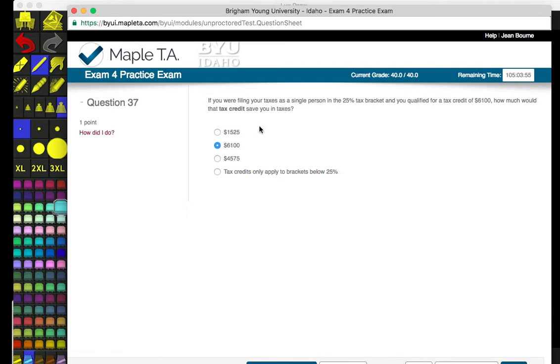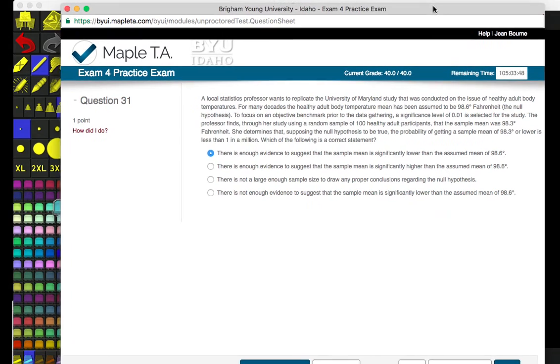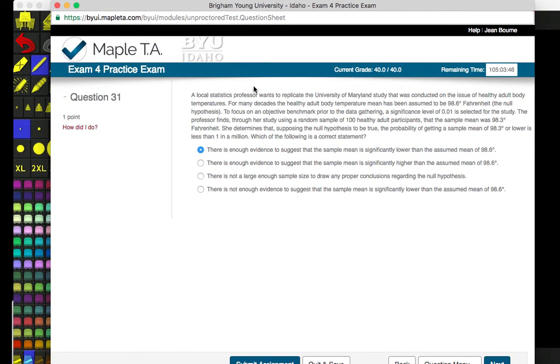Okay, let's look at 31. This is another one that is more a concept than calculations, so I want to just go over that with you. A local statistics professor wants to replicate the University of Maryland study that was conducted on the issue of healthy adult body temperatures. So I'll just read it. For many decades, the healthy adult body temperature mean has been assumed to be 98.6. They consider that the null hypothesis. That's like standard, right? That's what we are working from, to focus on an objective benchmark prior to the data gathering.